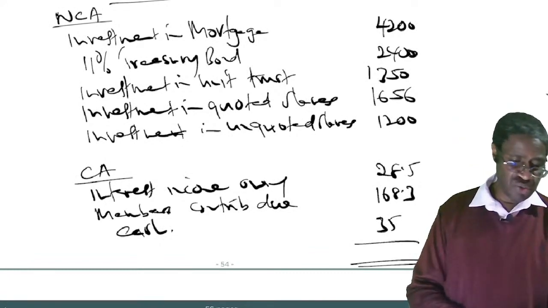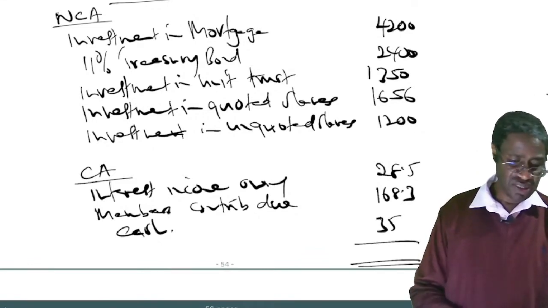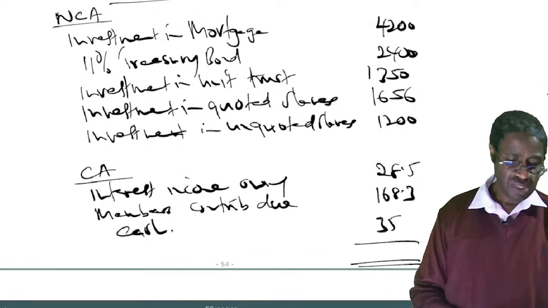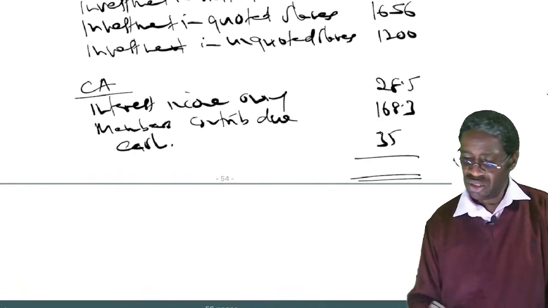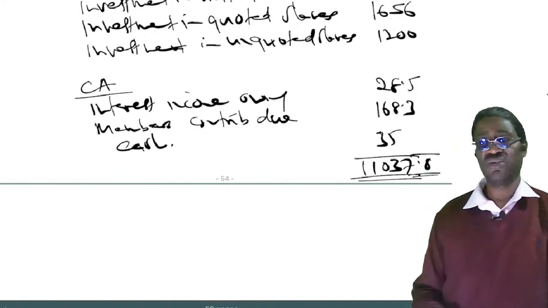So we come to 4,200 plus 2,400 plus 1,350 plus 1,656 plus 1,200 plus 28.5 plus 168.3 plus 35. In terms of assets, I am getting, you will confirm my totals, 11,037.8. That's what I'm getting now.